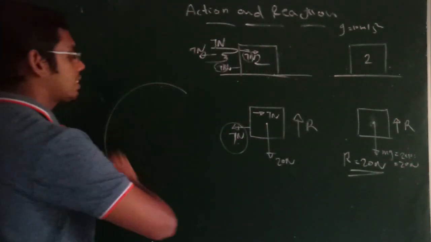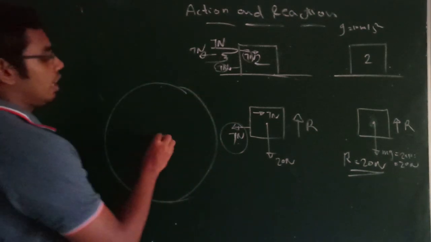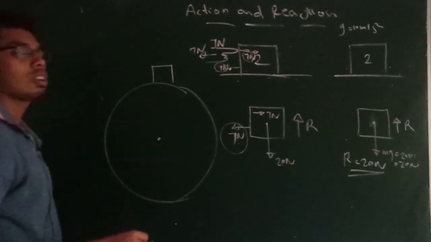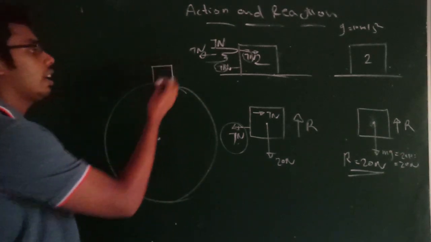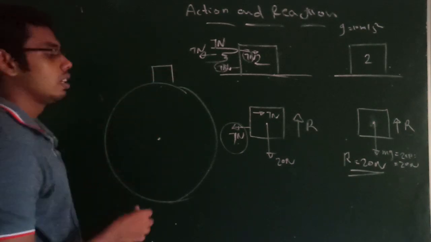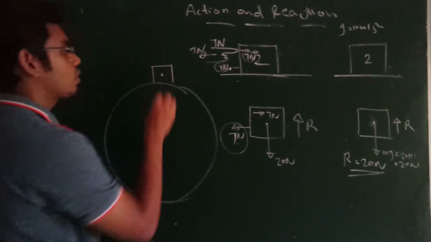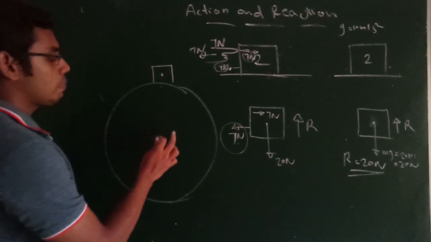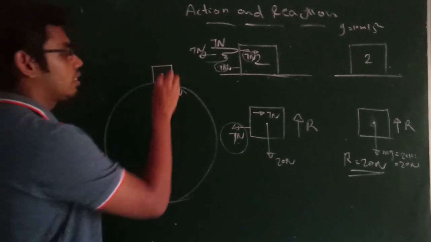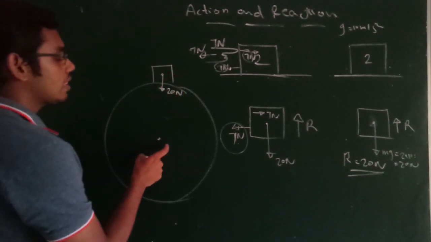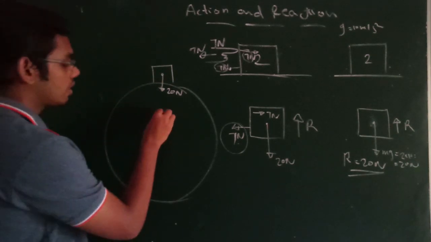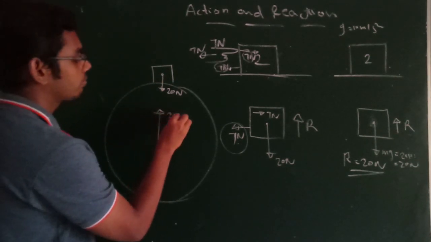For that, let's consider this is the Earth, and the Earth has a center. So we just place our 2 kg block. Actually this 2 kg block is very small, so for a better understanding I have marked the 2 kg block in a bigger, magnified image. Here we have this body. This body is attracted by the Earth with a gravitational force of 20 Newton. Then the Earth is attracted by this 2 kg block with the same force of 20 Newton.